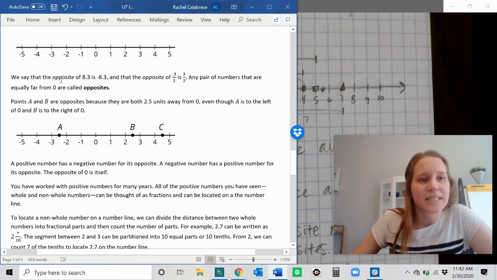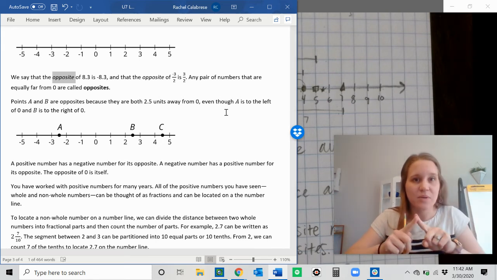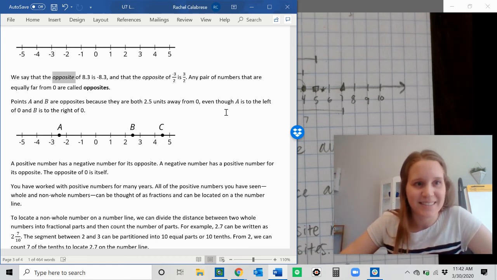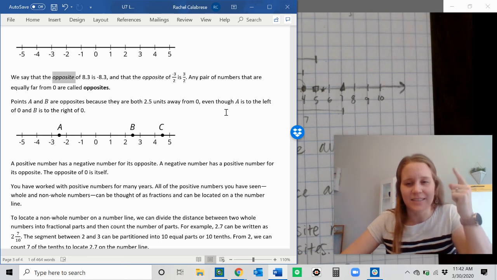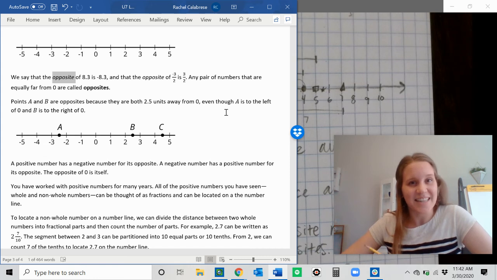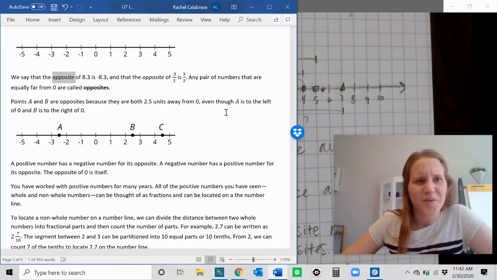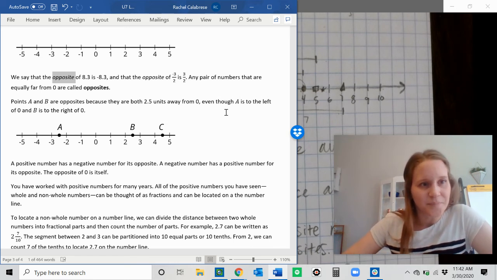We say that the opposite, we talked about that word a lot today, of 8.3 is -8.3, and that the opposite of -3/2 is 3/2. Any pair of numbers that are equally far away from 0 are called opposites. One thing to note here, do you think 0 has an opposite? Interesting to think about, right? If you were asked what's the opposite of 0, I would say either there's no opposite, or you can say 0 is the opposite of 0. 0 is 0 spaces away from 0. So having an opposite number for 0 doesn't make as much sense.